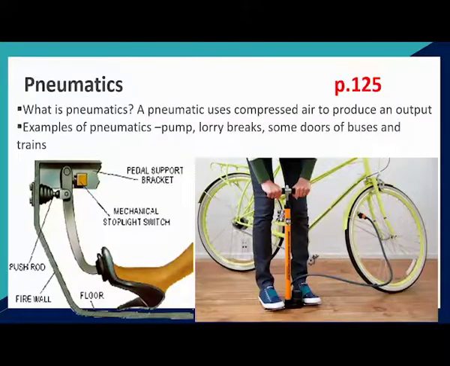Then we have pneumatics. Pneumatics uses compressed air to produce an output. Illustrated are examples of pneumatics. We've got the pump, the brakes of a lorry, some doors of buses which use pneumatics, or doors of trains. Then we can also have the pump of a bicycle, as illustrated.